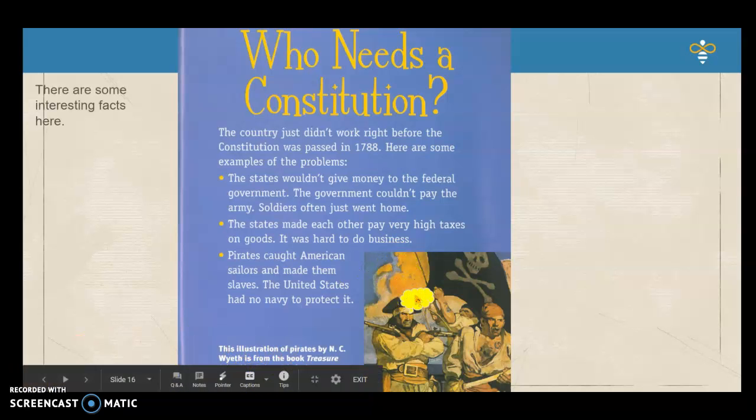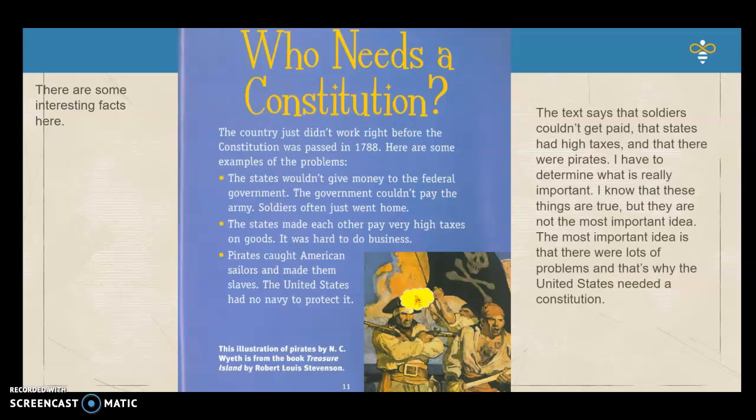There are some interesting facts here. The text says that soldiers couldn't get paid, that states had high taxes, and that there were pirates. I have to determine what is really important. I know that these things are true, but they are not the most important idea. The most important idea is that there were lots of problems, and that's why the United States needed a constitution.